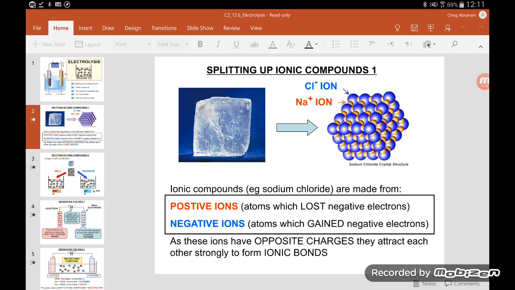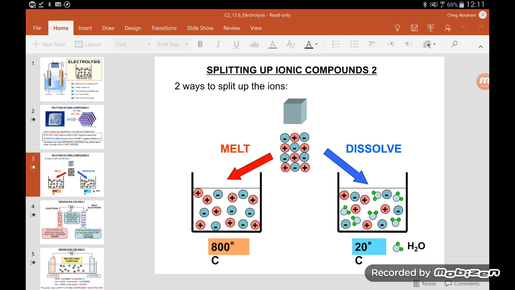So we have an ionic compound and we can split this in two ways. We are able to split this up so that the electricity can take its effect by either melting it or dissolving it. Melting, as you can see there on the left, needs 800 degrees C, for example, for sodium chloride, and that's a lot of energy. And a way of doing it that's easier is to dissolve it, which you can do at room temperature. And what happens is the water gets in between the plus and minuses and allows them to separate.